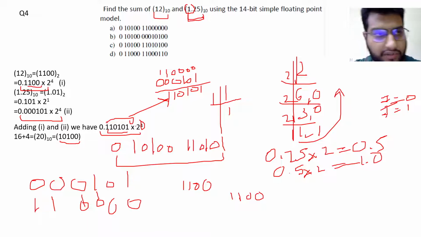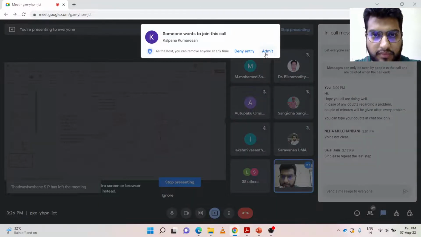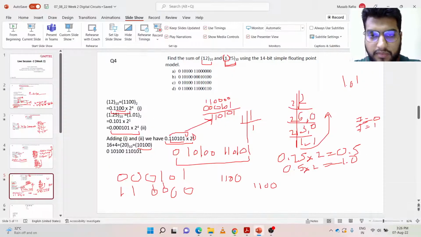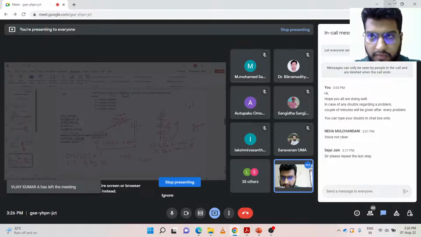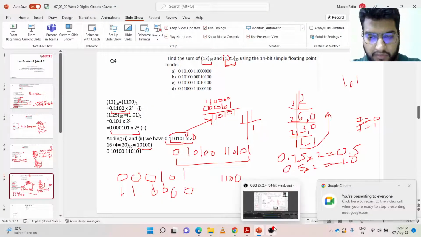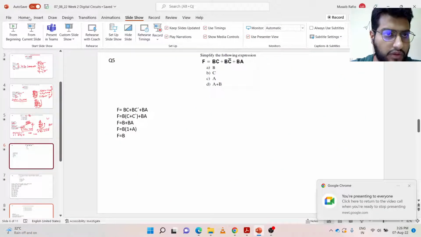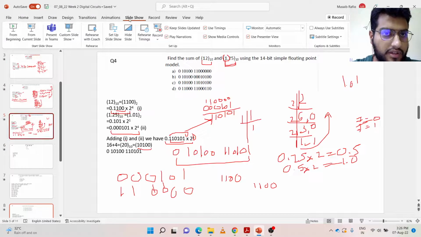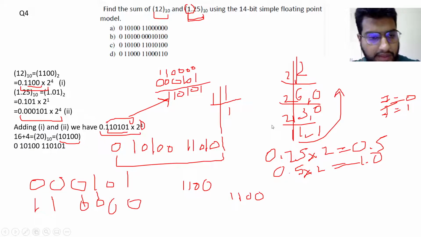Now I'll move to question 5. I won't be taking any doubts on this question as I have not completed it. I'll just do it later. Let me just admit some students first. So now coming on to another question, question number 5, that is.